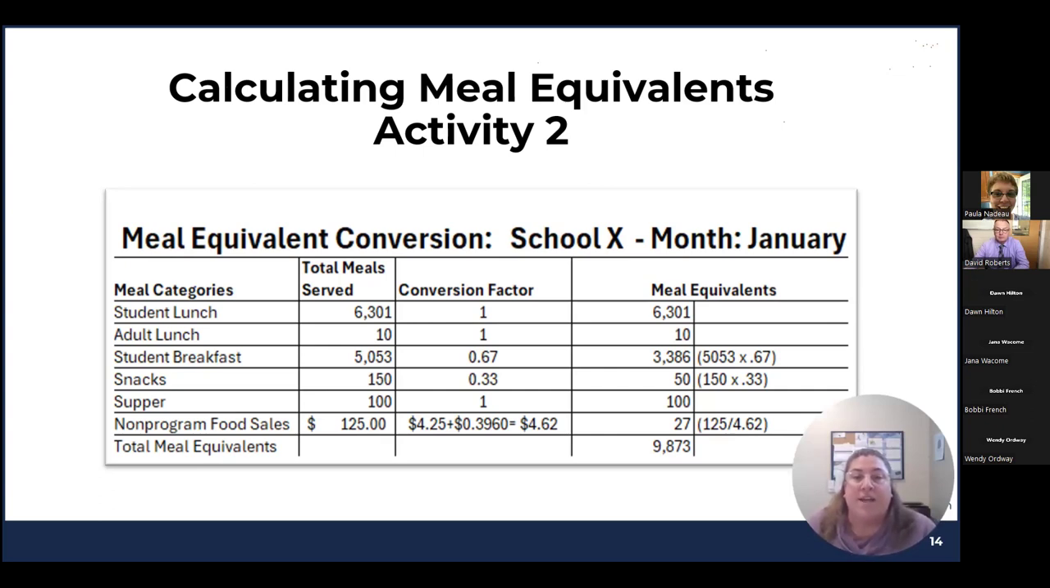So that's 100. And then the non-program food sales, they sold $125 for the month of January. So you're going to take your meal reimbursement rate of 4.62, which is a combination of USDA foods and the meal rate, and you're going to take 125 and divide that by 4.62. And that's 27 meal equivalents, for a total meal equivalence of 9,853.